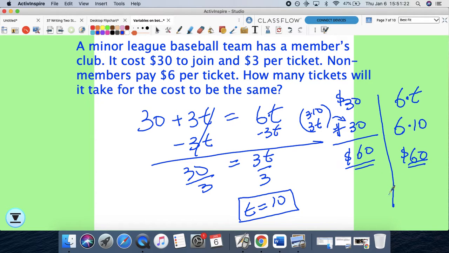But on the 11th game, so think about the 11th game. At the 11th game you attend of the season, this guy here, who's not a member, would have spent $66. The guy who's a member, at his 11th game, how much is he paying? He's paying $3. So after 10 games, the guy who is a member is going to be paying less. But up to 10 games, the gentleman who didn't join the membership is going to be ahead.